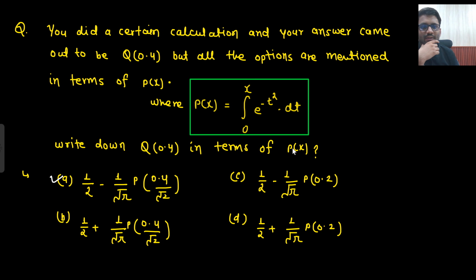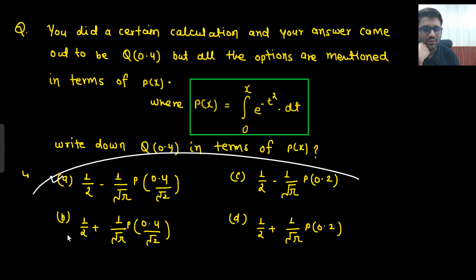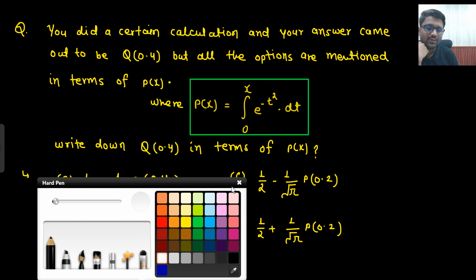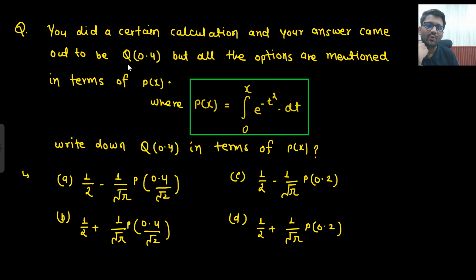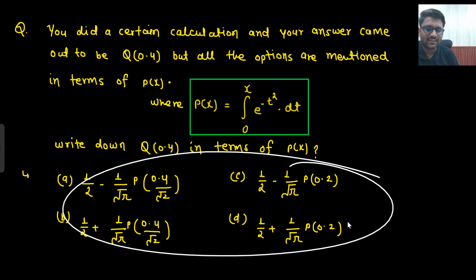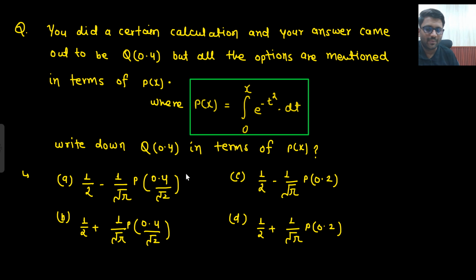Did you understand the question? I solved a particular problem in my examination. My answer came out to be Q of 0.4. But in the options, I saw these options. Then I saw, sir, what is this P? My answer is coming out to be Q of 0.4. But what are these kind of options? I know 1 by 2 is a value. 1 by under root 2 pi is also a value. What is this P? So for that I looked here.